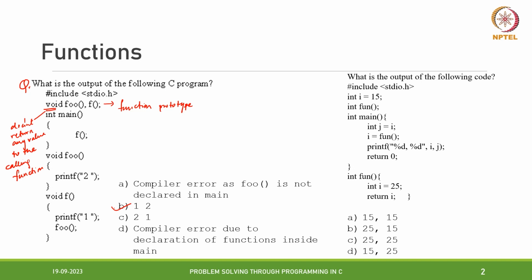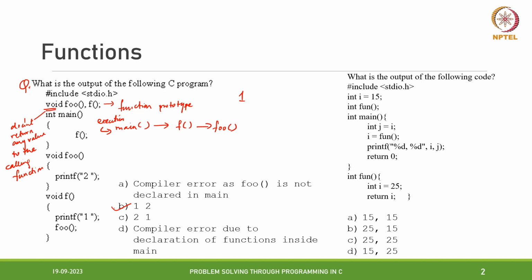Now let us see how the execution takes place. The execution always starts in the main function, so main is called first. Main calls the function f. When f is called, first it prints something and then calls the function foo. So 1 is printed first, followed by a space. Then the next line calls the function foo. Foo will print 2. That is all that function will do.